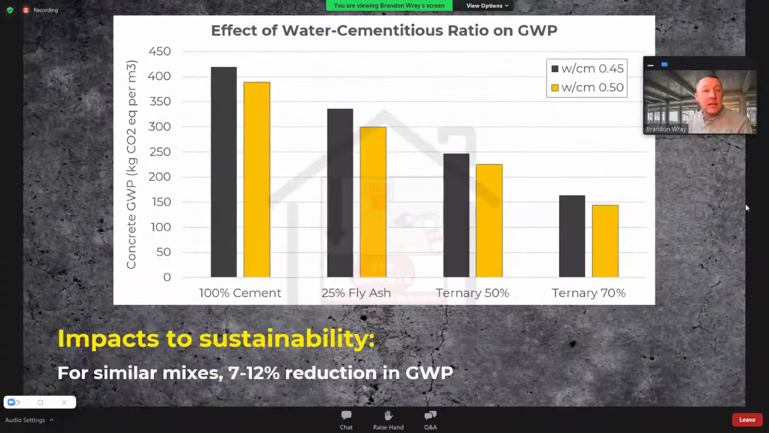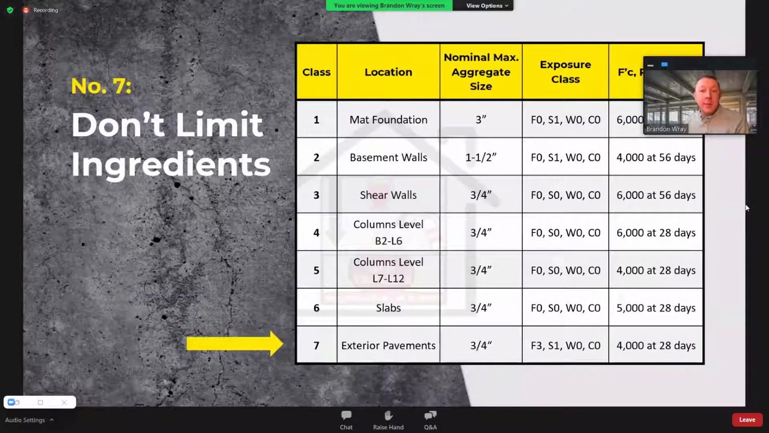Exposure classes and a mix table within your specifications. Each project will have different values depending on the project requirements. In this example, you can see item 7 here, exterior pavements. Does it have freezing and thawing? So you're going to call out an F3 for your exposure class, and this will dictate the water to cement ratio you need. But there is no need to explicitly call out the specific water to cement ratio.